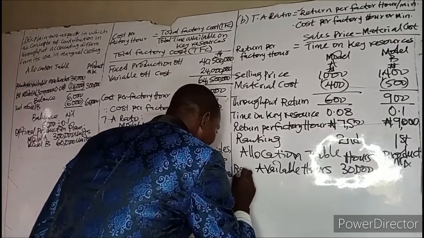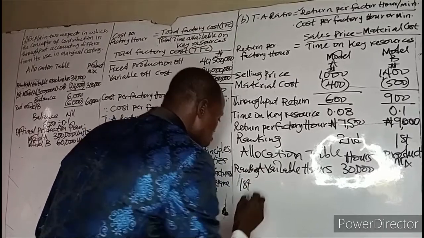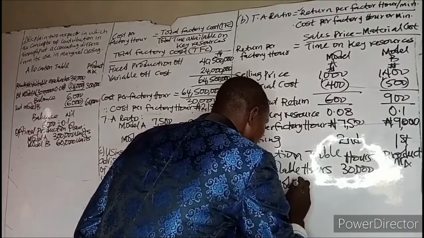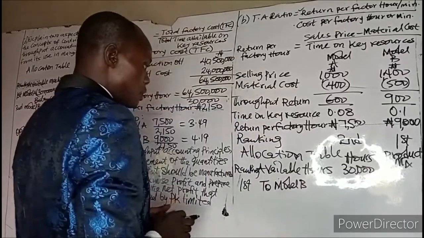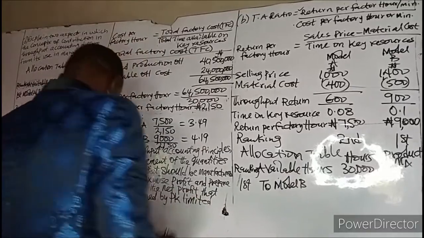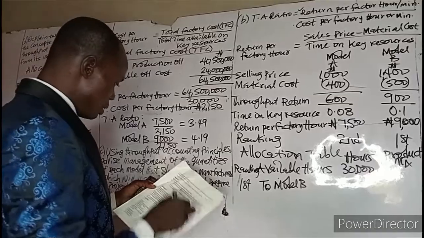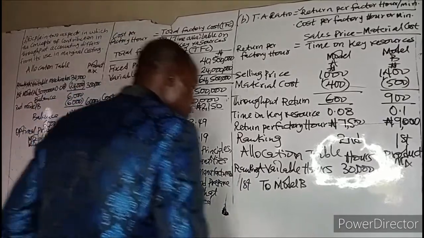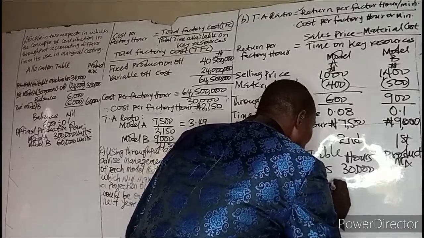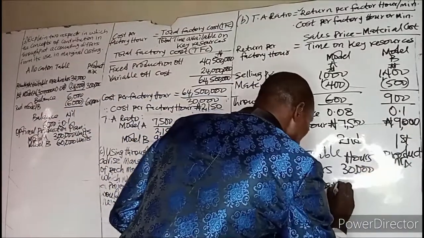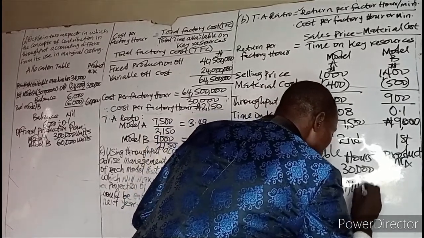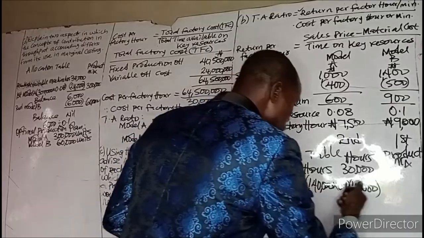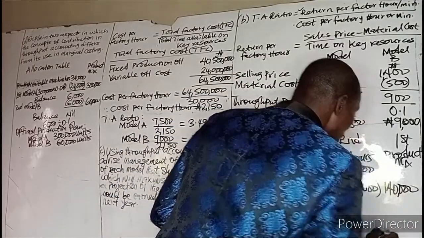Now, on the basis of our ranking, our first position is model B. The demand for model B is 140,000. So we have 140,000 times time on key resources, which is 0.1. So that will give us 14,000. So that means you still have sufficient hours to produce model B. So you are going to produce 140,000 units of model B.